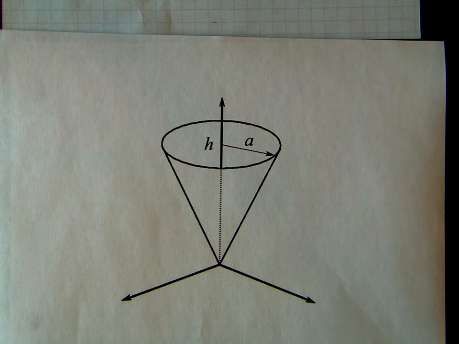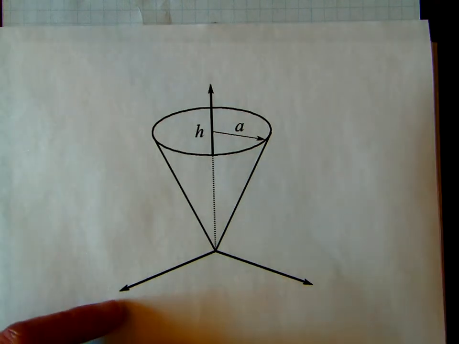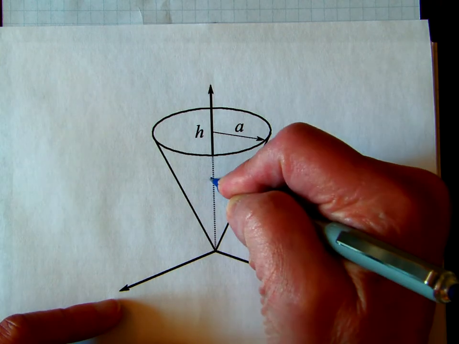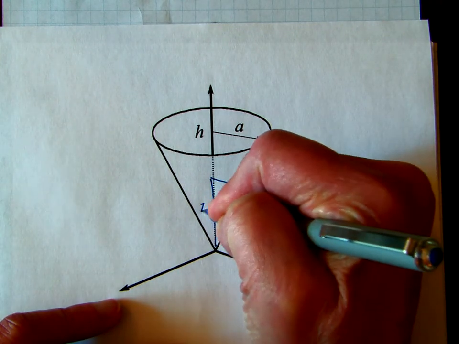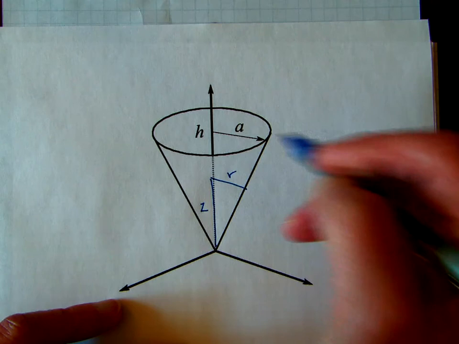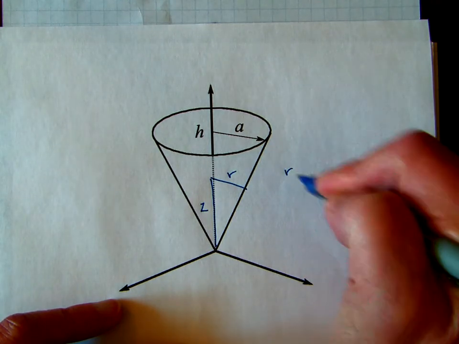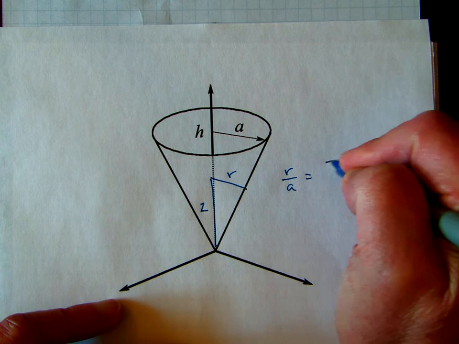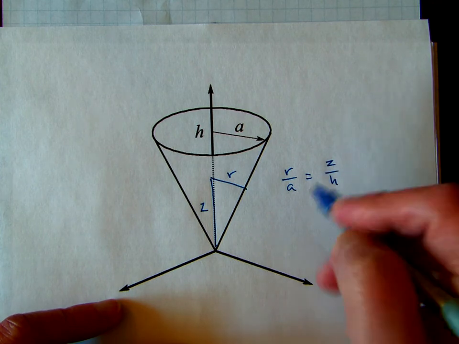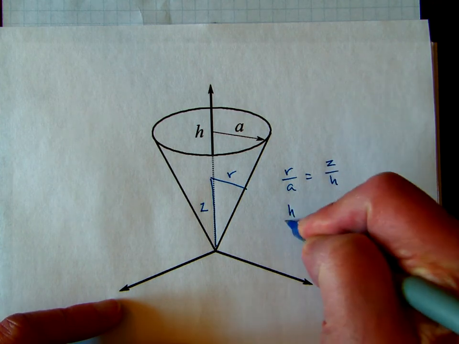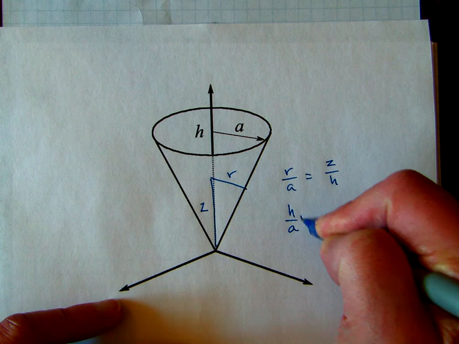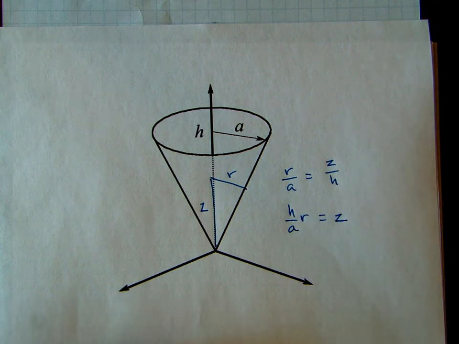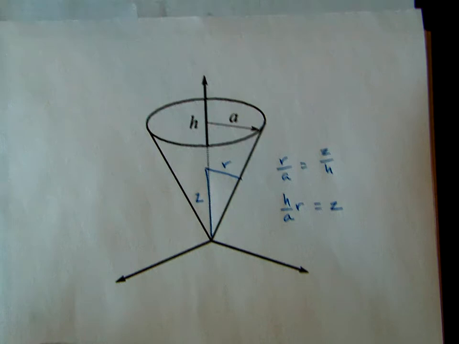Here's our friend, the right circular cone. Now, if you use similar triangles, you go up a distance z and out a distance r. r will be to a as z is to h. So z is equal to (h over a) r. That's kind of handy. There's something else we know.